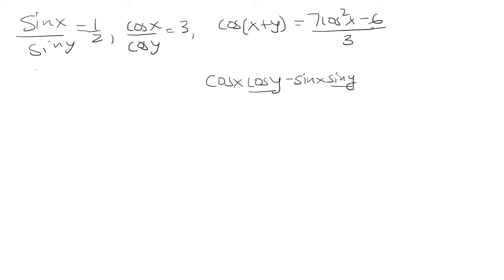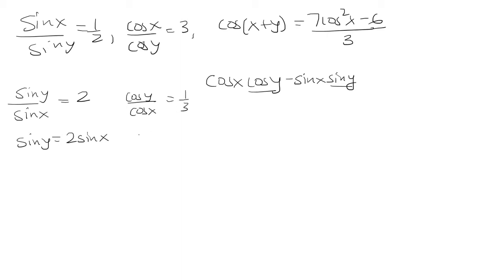Okay, so first, I'm going to flip both sides here. Sine of y over sine of x is equal to 2. And then multiply the sine of x to the other side. Same thing with cosine x and cosine y. Flip both sides, and then multiply the cosine x to the other side.